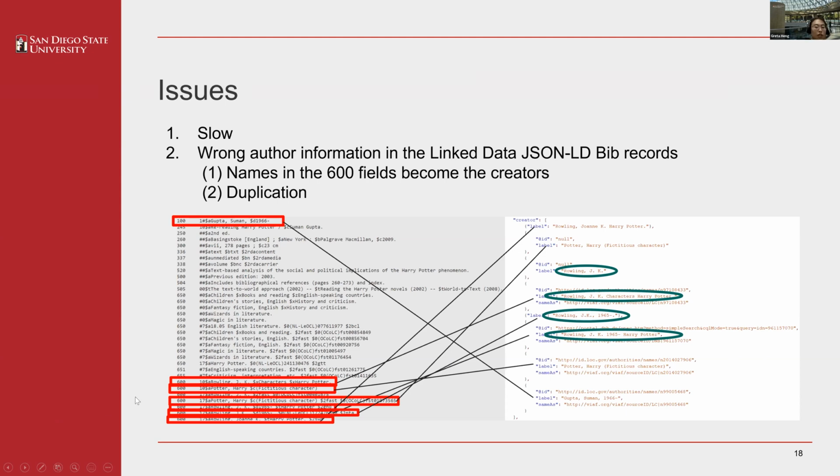Here we found 2 issues. First, 600 fields should not be the value of creators. And second, the linked data JSON-LD has duplicated creators. It has 4 for J.K. Rowling. 2 are pure strings, 2 are URIs. It seems that Libris just takes all the names in the MARC records and dumps them into the JSON-LD file.